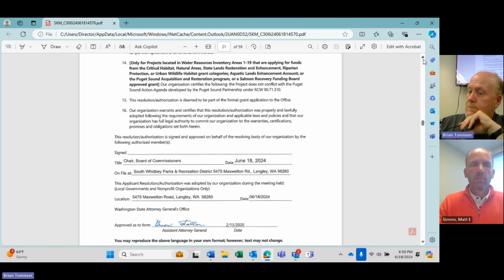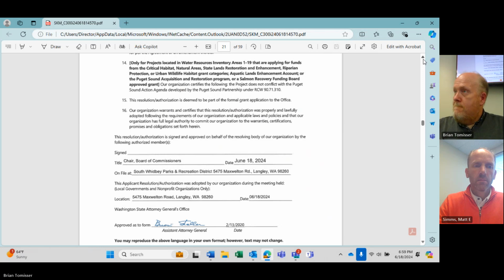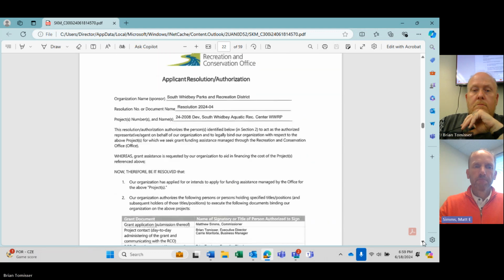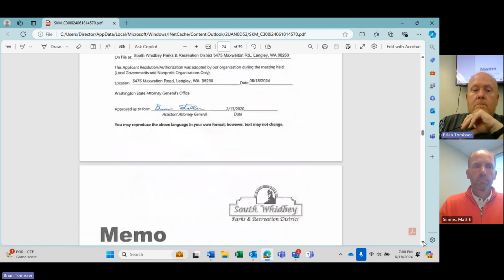Is there any question or discussion for the resolution or the application for WWRP? Not, I'll entertain a motion. I'll make a motion to approve the applicant resolution 2024-04, project number 24-2008, South Whidbey Aquatic Recreation Center, WWRP. And I will second that motion. It has been moved and seconded to approve the applicant resolution number 2024-04, project number 24-2008, South Whidbey Aquatic Recreation Center, WWRP. All those in favor say aye. Krista, aye. Jake, aye. Matt, aye. Jennifer, aye. All those opposed say nay. The ayes have it and the motion passes.